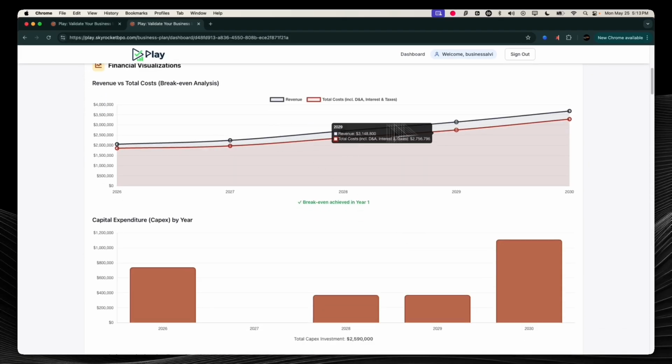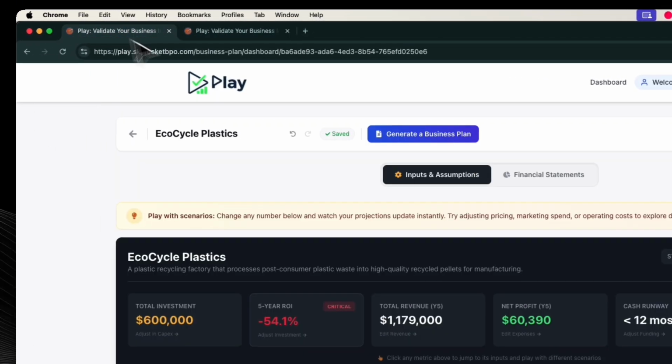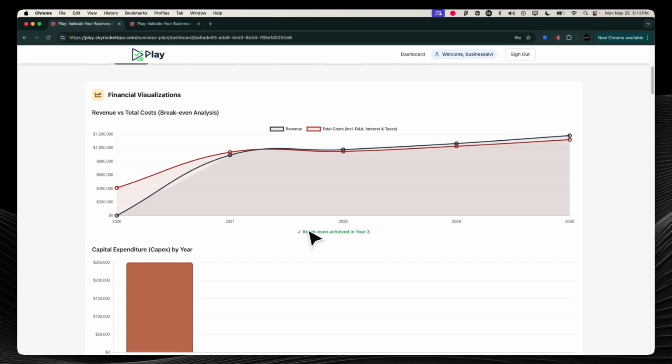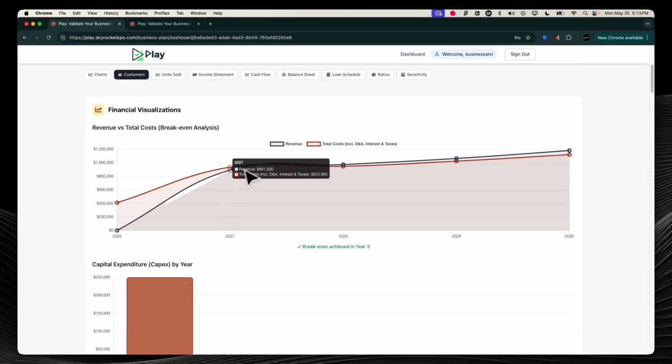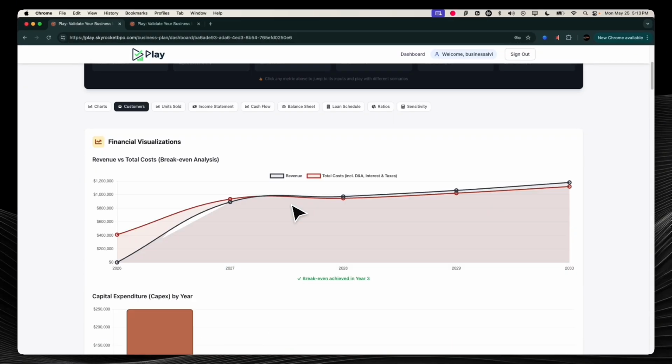For example, this is the break-even analysis graph. This is the capex graph. This is the plastic recycling factory. Based on this, the red line represents the cost and the black line represents the revenue. During the first year, the cost is going to be higher, and as you move forward, it's going to change.